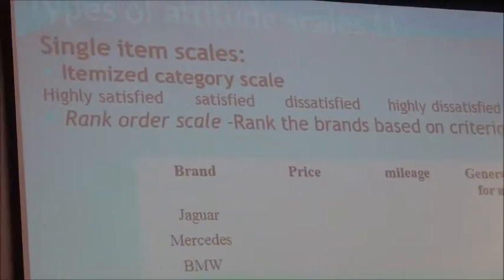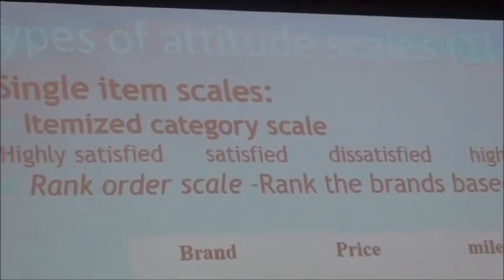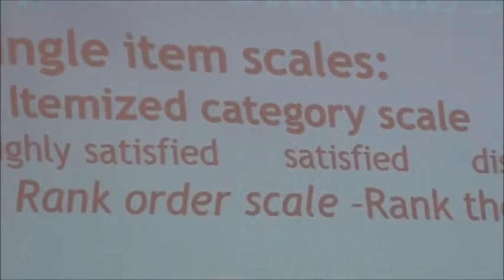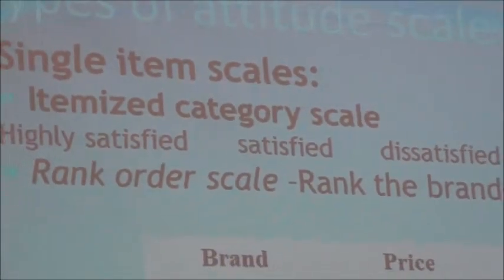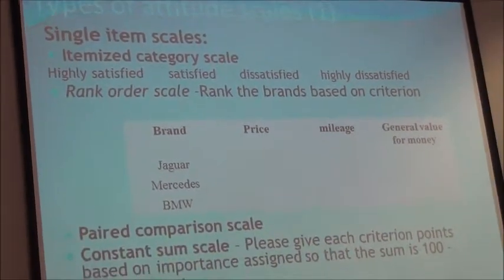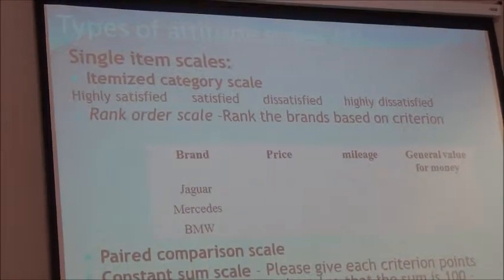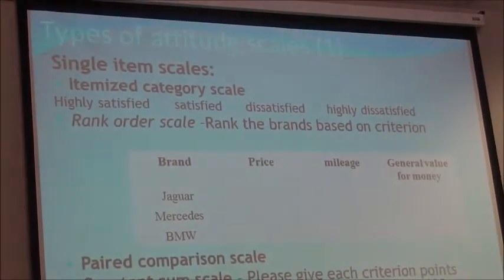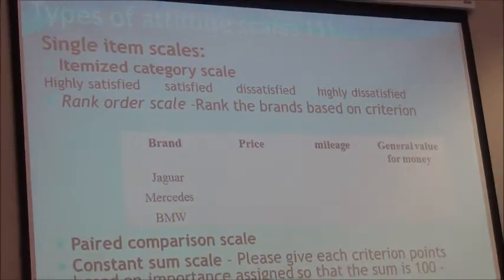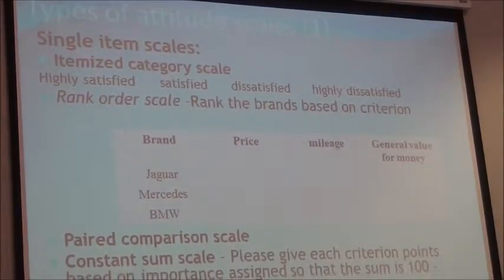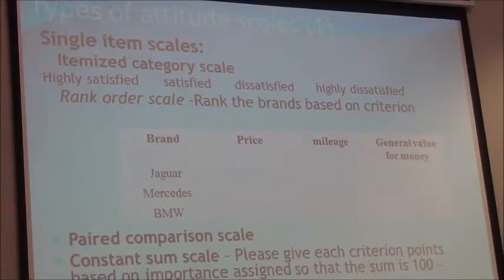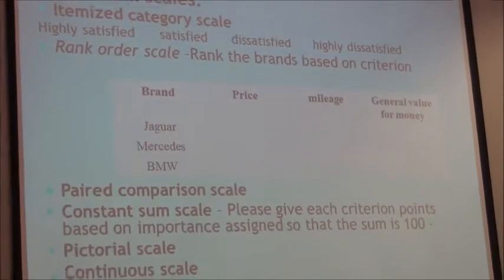Measurement scales. I'm going to do 2 slides on this. The first slide talks about single item scales, and then the next slide will talk about multiple item scales. If you read through this in the textbooks, you'll see that they just give you a list of all of the possibilities, but I like to put them under single item and multiple item scales so that I have a logic to work with. So under single item scales, I have a couple of them which I think you all know, you just never knew the names. There's an itemized category scale, then paired comparison scale, constant sum scale, pictorial scale, and continuous scale.